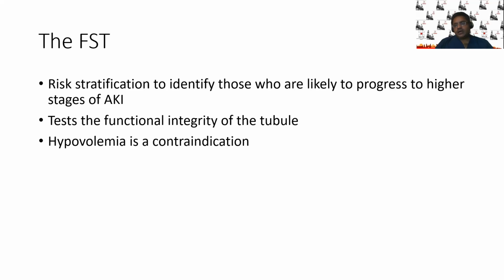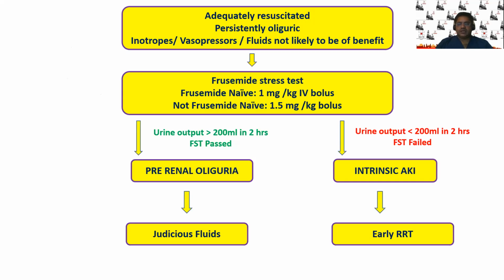That is judged by using the Furosemide stress test. The Furosemide stress test is a risk stratification to identify those who are likely to progress to higher stages of acute kidney injury. It tests the functional integrity of the renal tubule, but patients should be adequately filled before you try to use a Furosemide stress test.